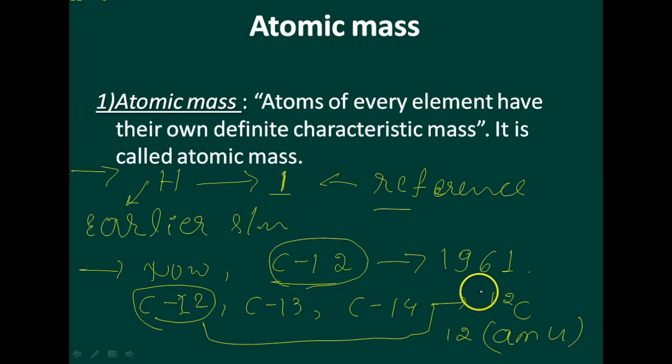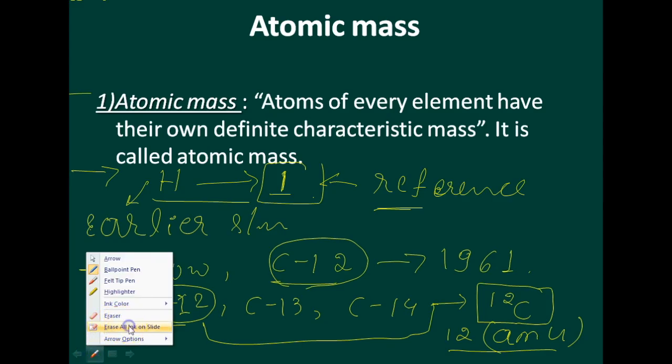And the masses of all the other atoms are given relative to this standard. So one atomic mass unit is defined as a mass exactly equal to 1/12 the mass of one carbon-12 atom. Please note it down: in the earlier system we used hydrogen, which has the mass 1, as a reference to find the other elements. Now we are using carbon-12.